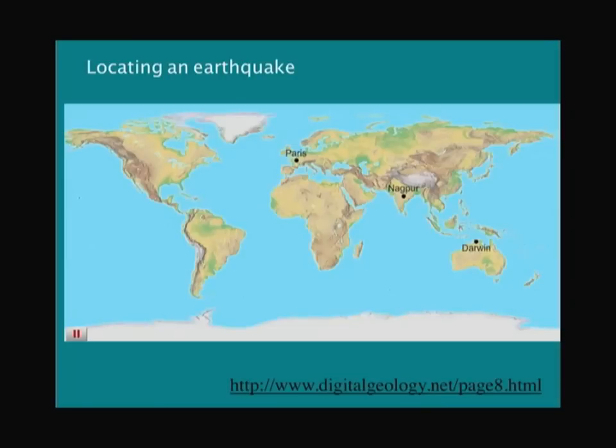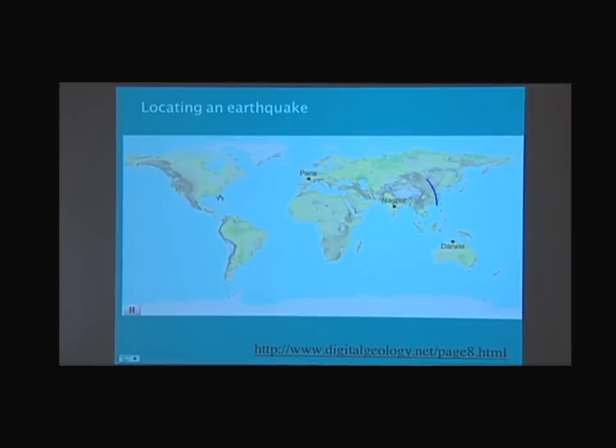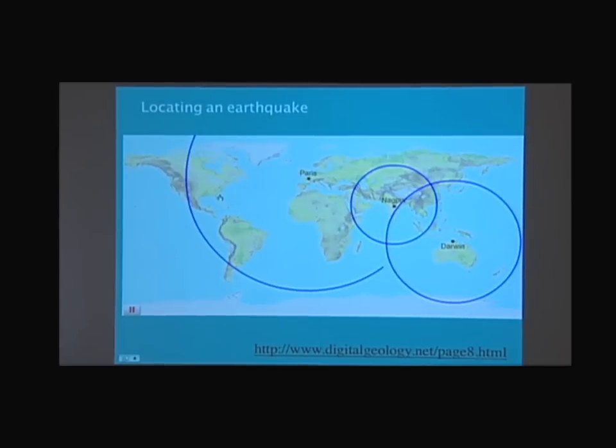We use something called trilateration, and you probably all teach this. Here's a little movie. The precise location of an earthquake can be found when the distance is known from three seismic stations. On a globe, a circle is drawn around each seismic station. The radius of these circles is equal to the distance from the seismic station to the epicenter. The point where the three circles intersect is the epicenter of the quake. So next I'll demonstrate a web application where we can actually locate the earthquakes ourselves.